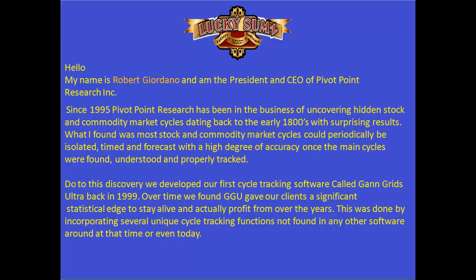Due to this discovery, we developed our first cycle tracking software called GANGrids Ultra back in 1999. Over time, we found GGU gave our clients a significant statistical edge to stay alive and actually profit from over the years. This was done by incorporating several unique cycle tracking functions not found in any other software around at that time or even today.